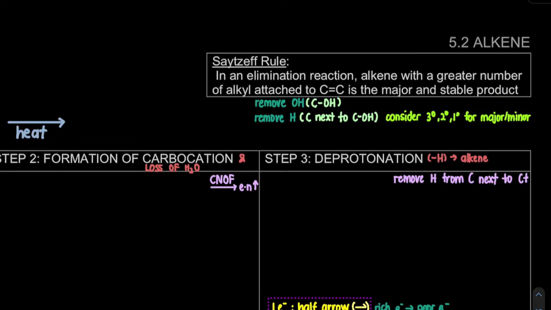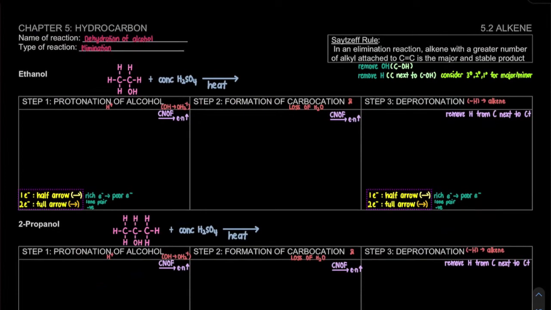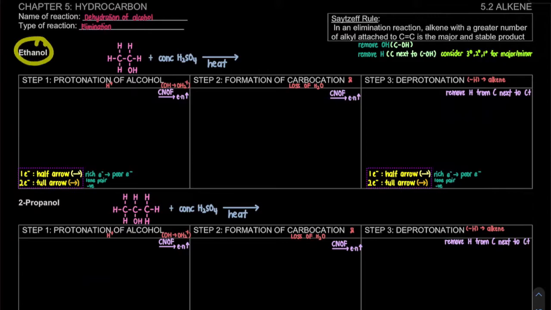Let's look at the first example, the dehydration of ethanol. Ethan means that we have two carbons. The ol means that we have OH attached to the carbon itself. So we have 2 carbons and one of them must contain OH. For the dehydration of alcohol, what is the reagent? The reagent is concentrated H2SO4, and we need heat as well for this reaction.